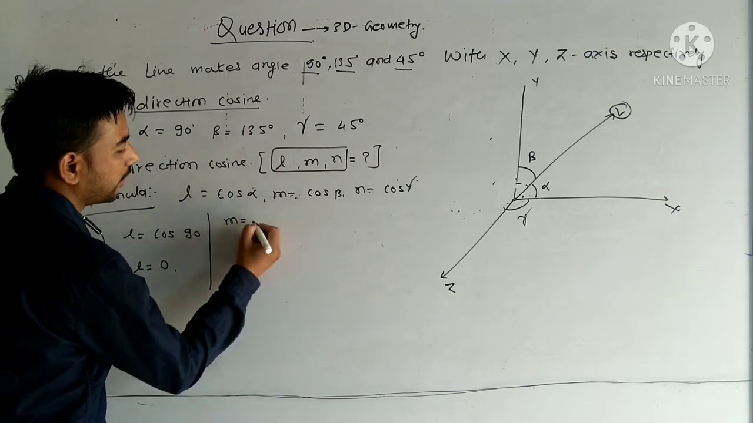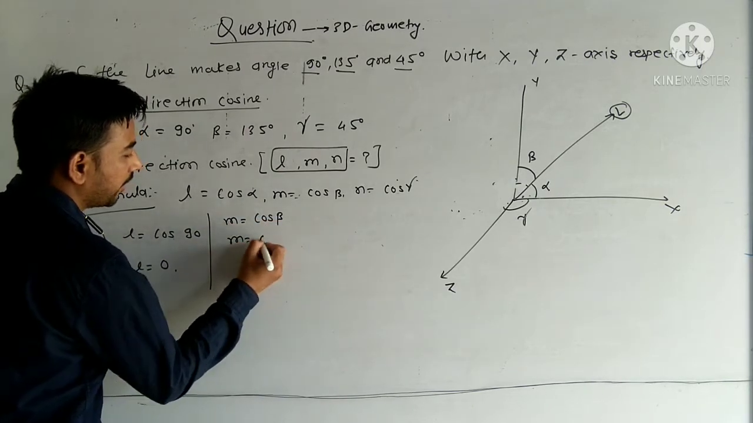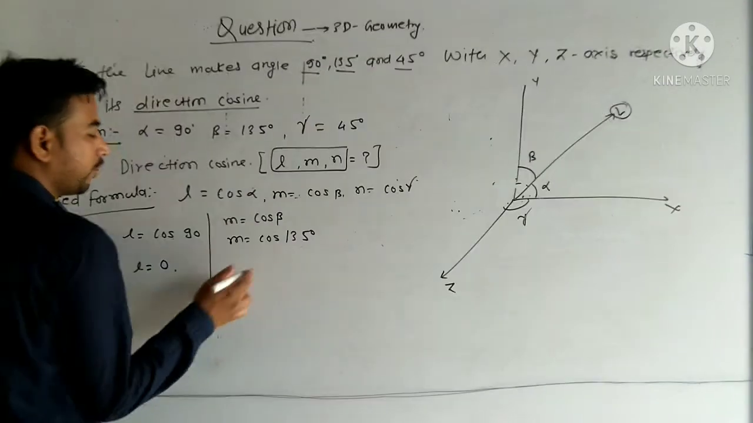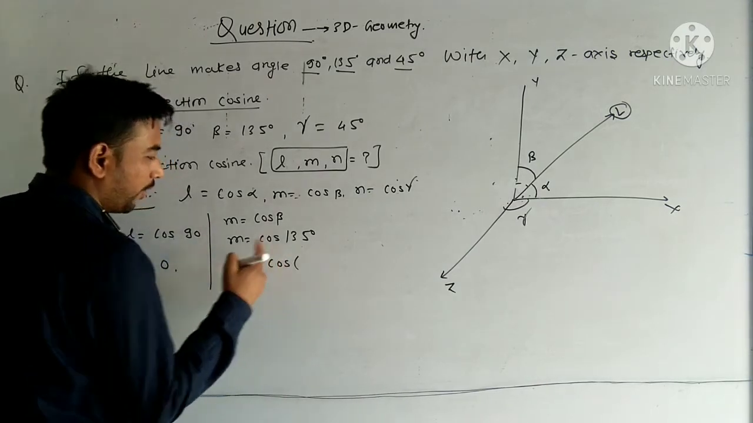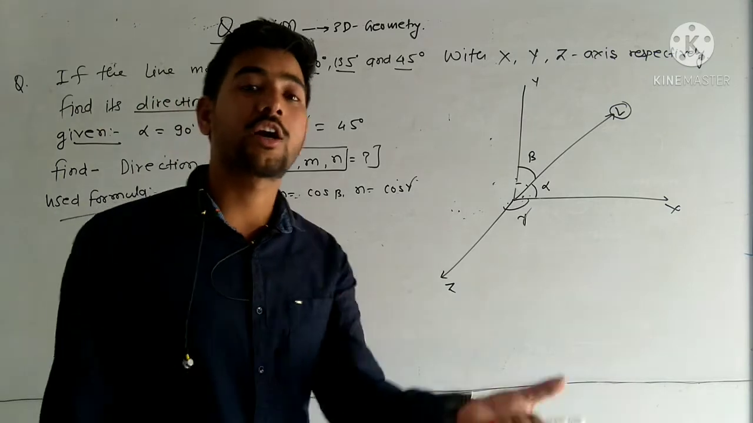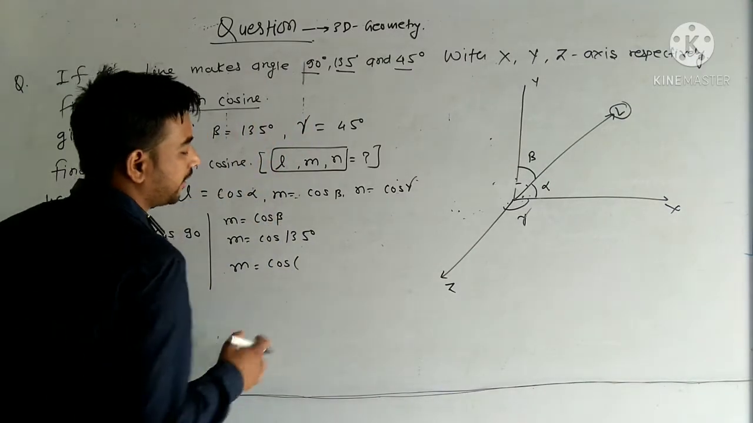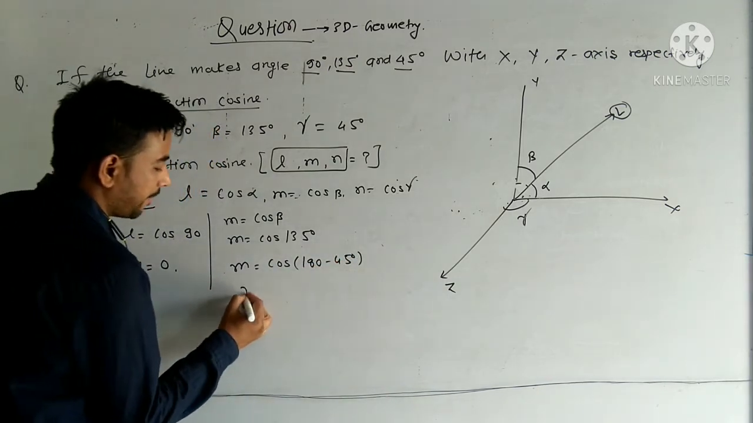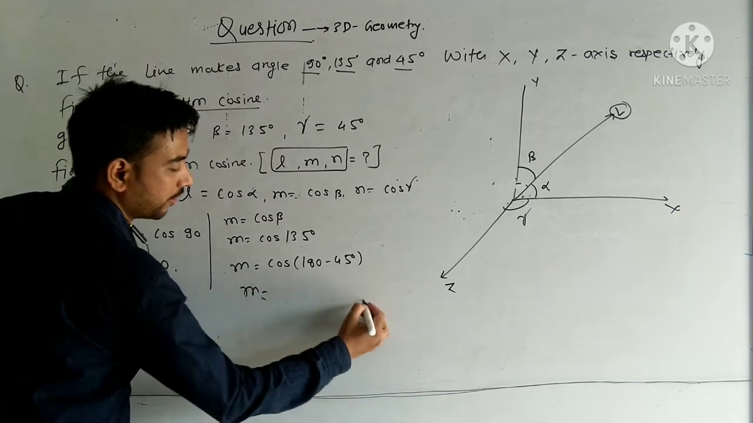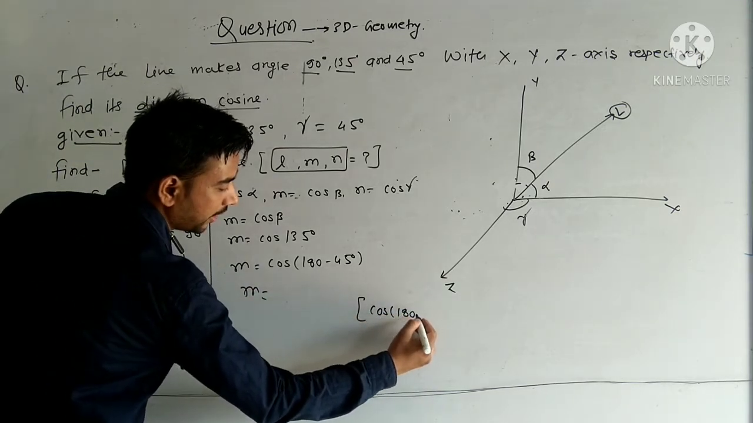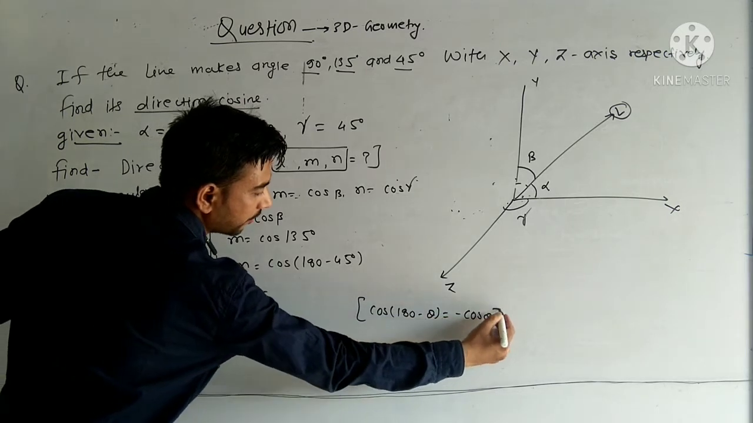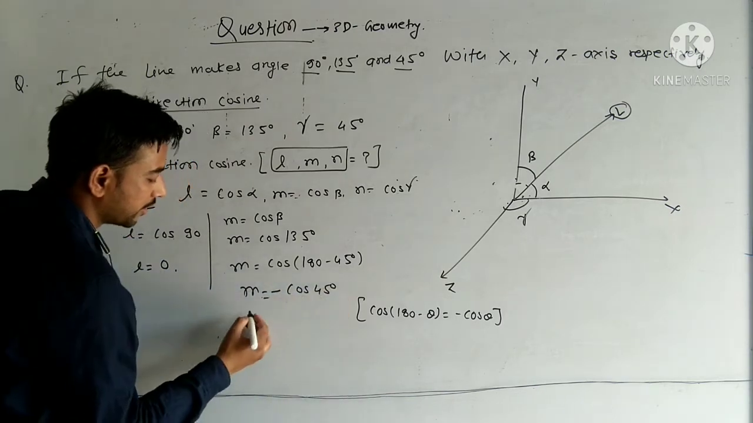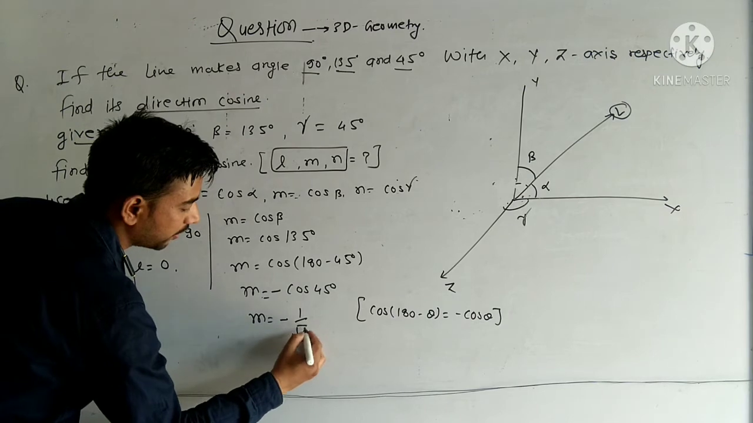And M equals cos beta, and beta is given as 135. We need to convert 135 a little bit, so we can write 180 minus 45. We know that cos of 180 minus theta equals minus cos theta. So we can write minus cos 45. So M equals minus 1 by root 2.